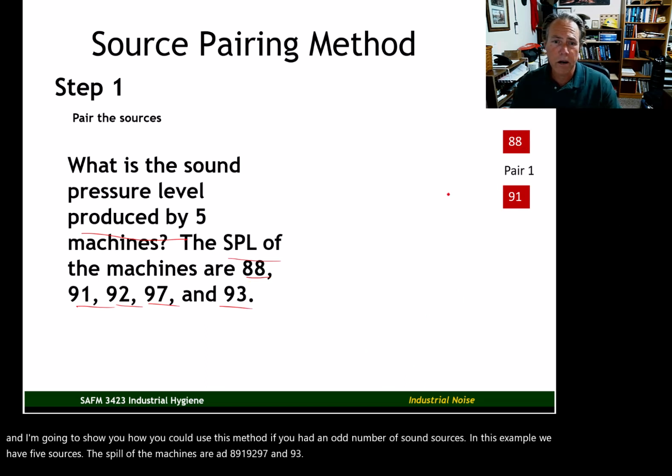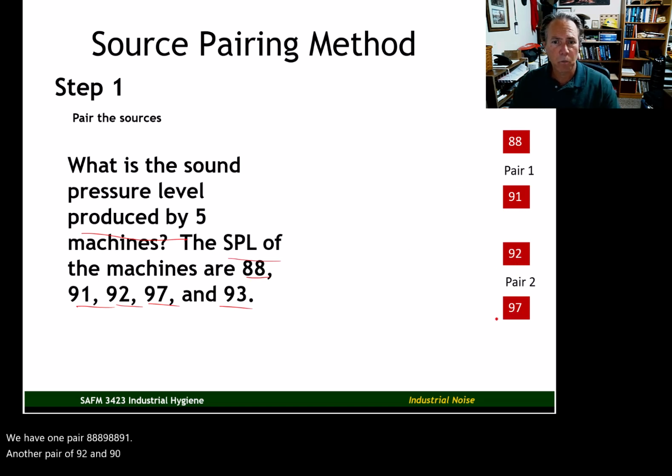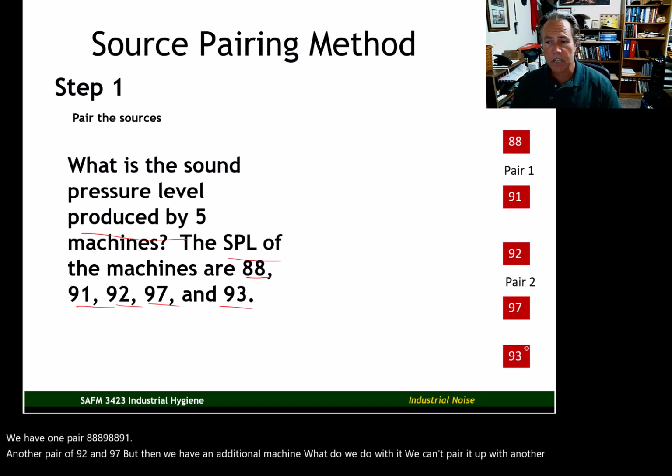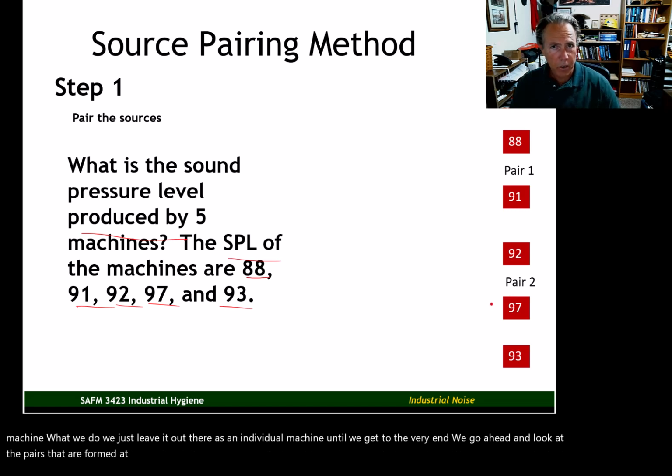Okay, we have one pair, 88 and 91. Another pair, 92 and 97. But then we have an additional machine. What do we do with it? We can't pair it up with another machine. What we do, we just leave it out there as an individual machine until we get to the very end. We go ahead and look at the pairs that are formed at this stage, just like we did on the previous problems. When we get to the very end, that end value we will then pair with the individual machine that's left over.